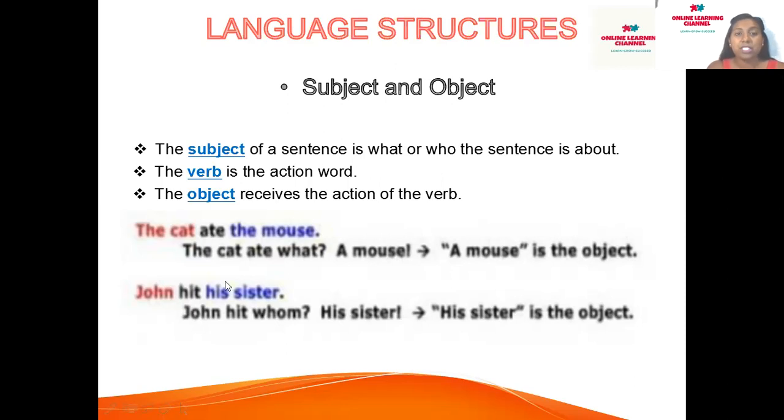So what's the subject here? Who are we talking about? We're talking about the cat. The verb in this was ate. So what did the cat eat? The mouse. Simple. Let's do one more example. John hit his sister. So who are we talking about? John is the subject. Whom did he hit? He hit his sister. His sister is the object, and obviously hit is our verb in the sentence. Okay, let's go on to the next one.